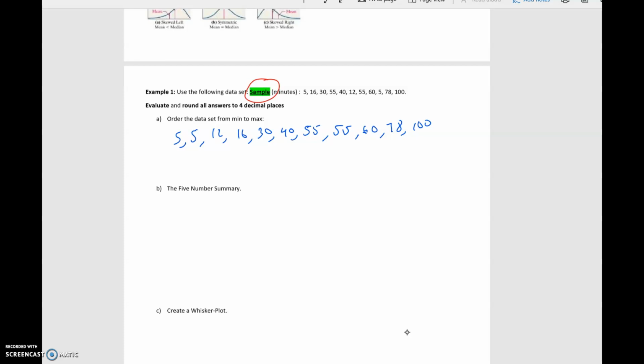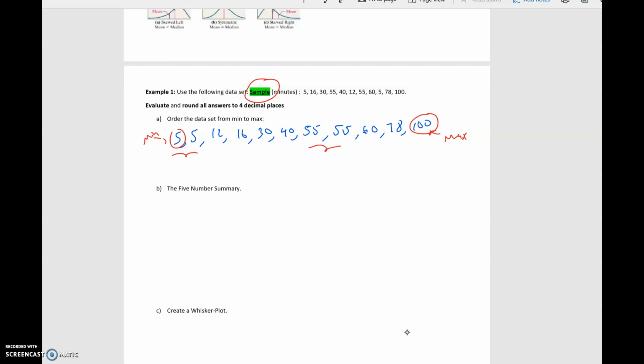Just for future reference, let me underline those two values. There's two 5s, there's two 55s, and obviously that's going to be our min value, and that's going to be our maximum value. Let me circle these. We're going to have to reference those in a little bit.